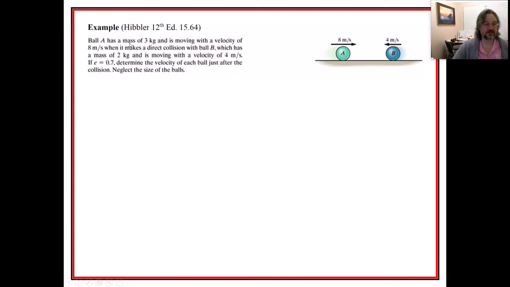This is problem 15-64, where ball A has a mass of 3 kilograms, even though it looks the same size as B, and is moving with a velocity of 8 meters per second when it makes a direct collision with ball B, which has a mass of 2 kilograms, so that would be less, and is moving with a velocity of 4 meters per second, but in the other direction. I guess it's that direction from where you're looking. With a coefficient of restitution of 0.7, determine the velocity of each ball just after the collision, and neglect the size because we're still dealing with particles.